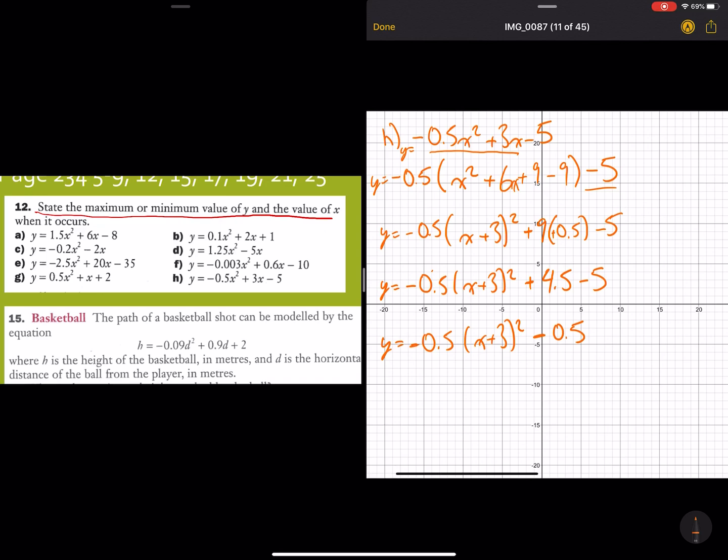So because it's a negative, it's flipped. We have a max. And by the way, what's our vertex? Our vertex is minus 3, negative 0.5. Our max is negative 0.5. And it occurs when x is equal to negative 3. Basically at our vertex. And that's it.